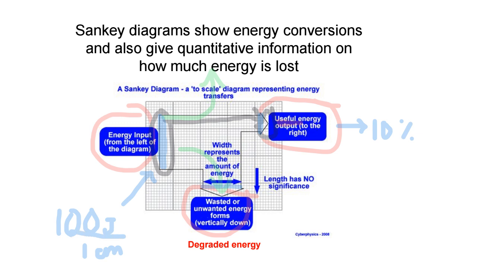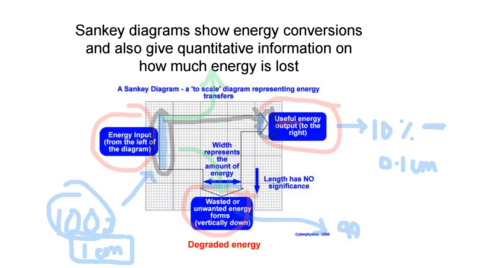So 10% of 1 centimeter would be 0.1 centimeter. So I would then show that that arrow's thickness represents the correct percentage by making sure it's to scale. And then down here, well, if 10% of that original 100 joules is electrical energy, then that means that 90%, which is crazy, 90% is left over as wasted heat. And then I would show that as 0.9 centimeters.